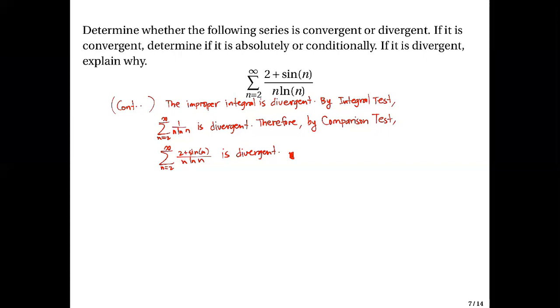So the question is, how does it go to 0? Well, as n approaches infinity, your n and ln of n will go to plus infinity. And your numerator is just between 1 and positive 3. So whatever the constants in the numerator, your denominator still gets very large. You can use the squeeze theorem. Correct? So the limit of the terms will go to 0. Okay?